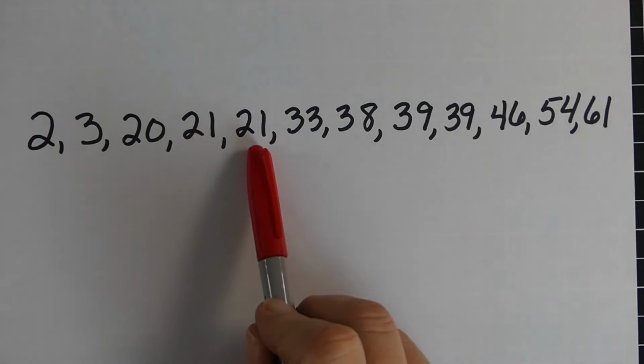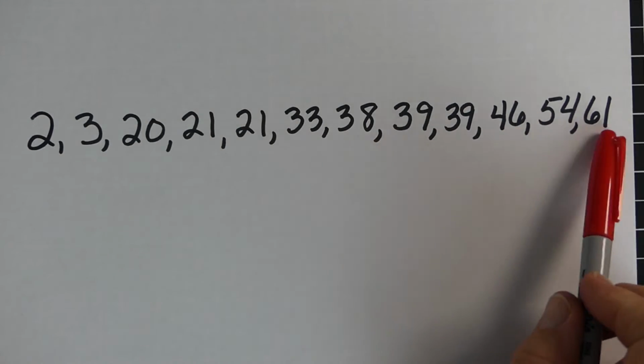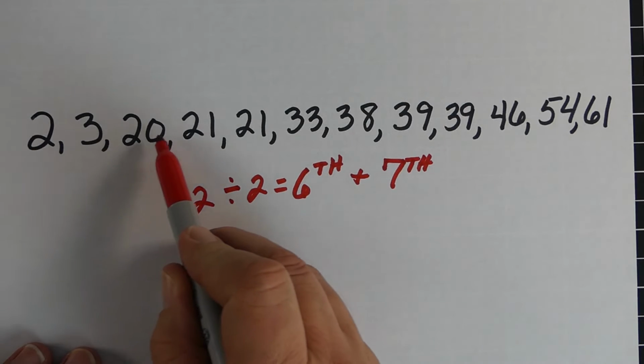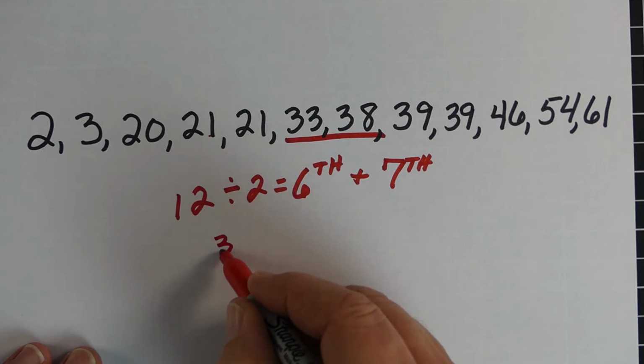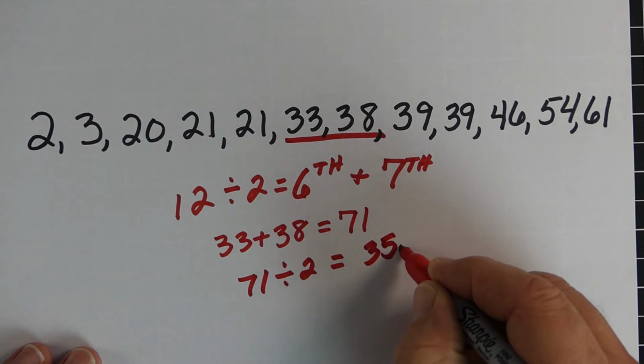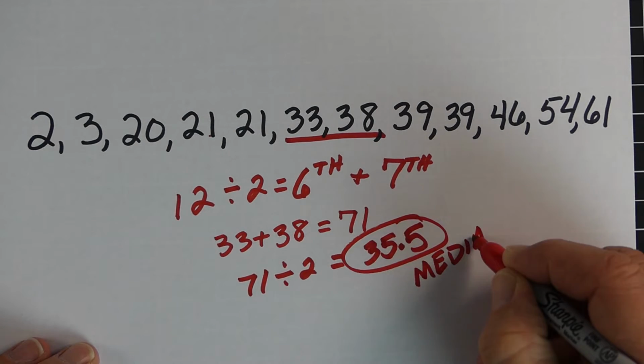On this one right here, we have 12 numbers. And so if we take 12 divided by 2, we get 6. And what that means is the 6th and the 7th number are your 2 middle numbers. We add those 2 up, and you're going to get 71, just divide by 2. And so our median would be 35.5.